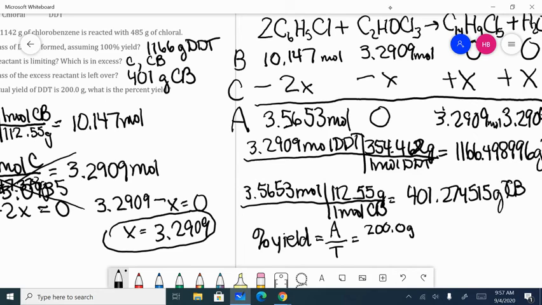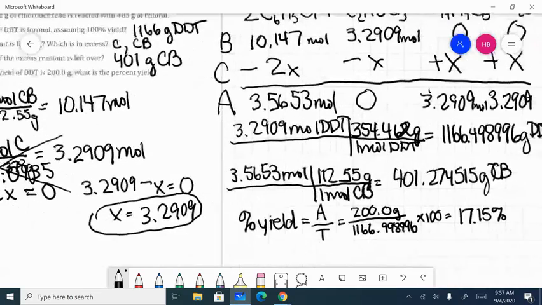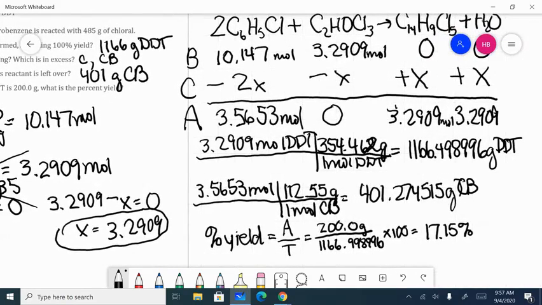So put the actual of 200.0 and the theoretical of 1166.498996 times 100. And that's going to equal 17.15%. I'm going to stick with that 4 sig figs because that's what's in 200.0. So that's my answer for this particular problem.